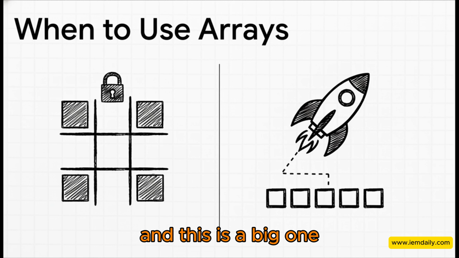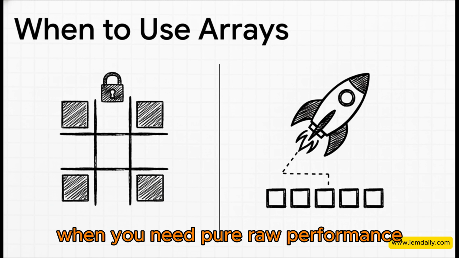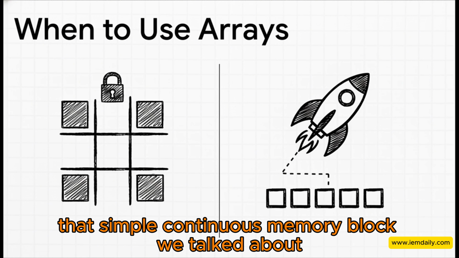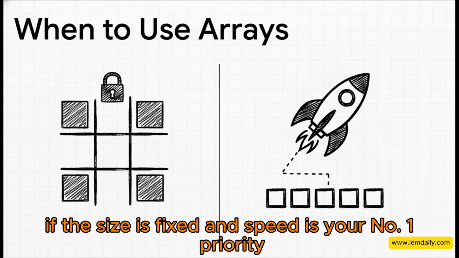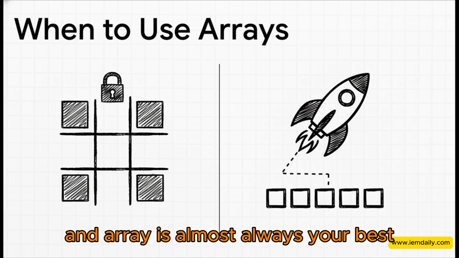And second, and this is a big one, when you need pure, raw performance. That simple continuous memory block we talked about makes arrays unbelievably fast. If the size is fixed and speed is your number one priority, an array is almost always your best choice.